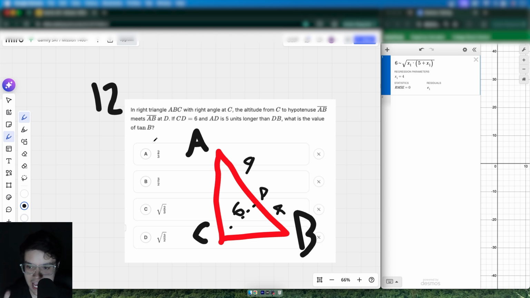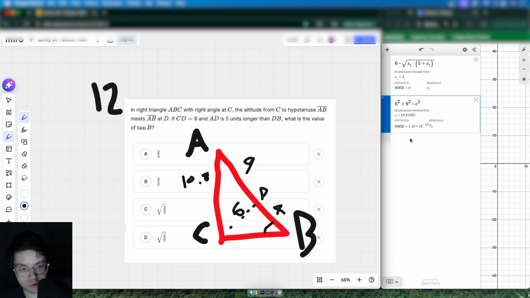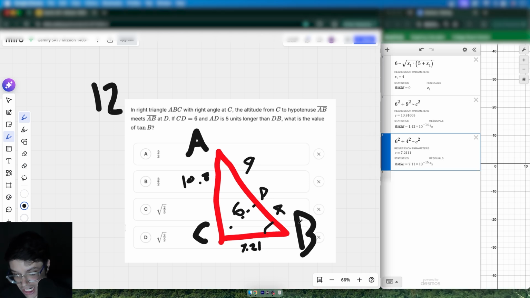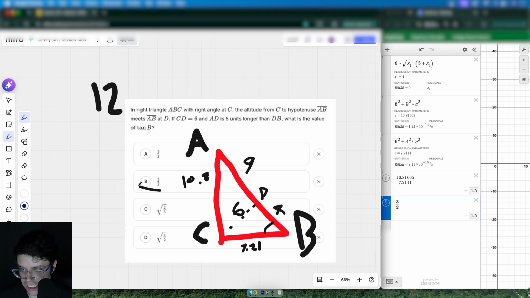Okay, so then how do we find the tangent of B? Tangent would be here, so we need the opposite and then the adjacent. So we need to use the Pythagorean theorem on both of these now. So first on this one, this would be 6 squared plus 9 squared equals C squared. That'd be 10.8 something, so let's just say that. And then for this one, it would just be literally 6 squared plus 4 squared equals C squared again, so that'd be 7.211. And then tangent of B would be the opposite over the adjacent, so something here like this divided by this. So 1.5, that would be also equal to 3 divided by 2, so therefore B is the answer.